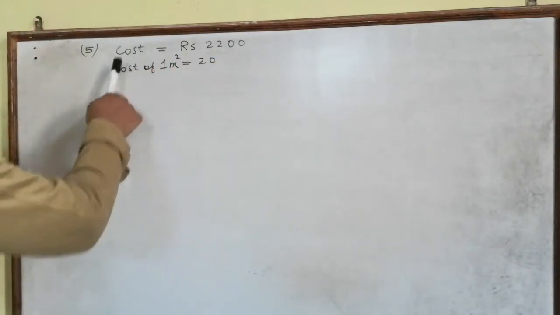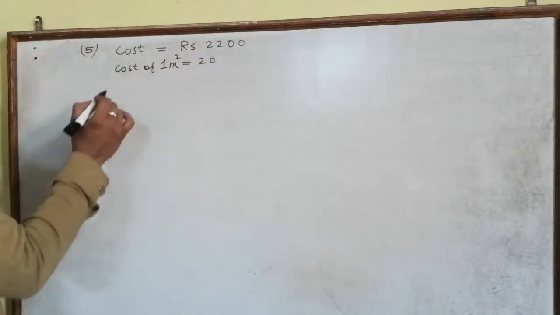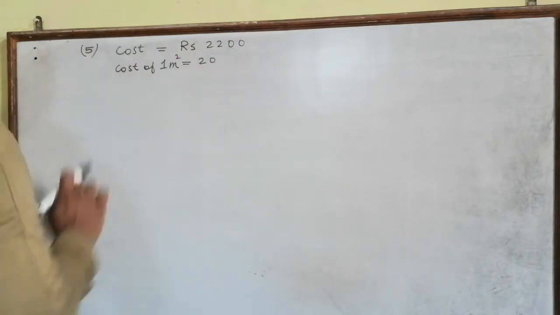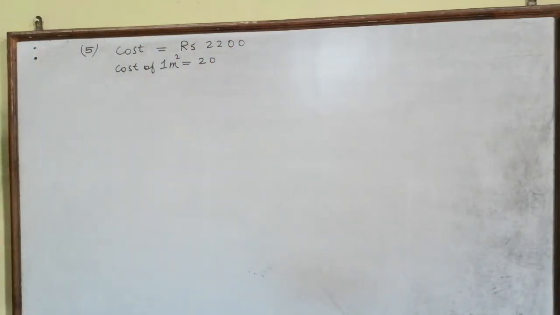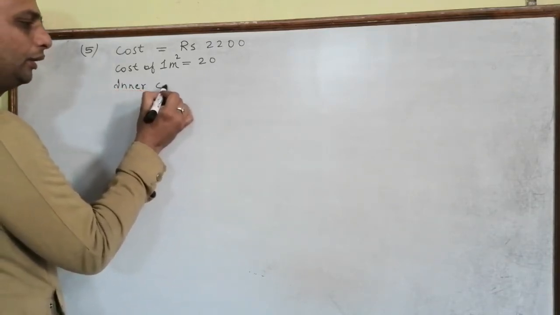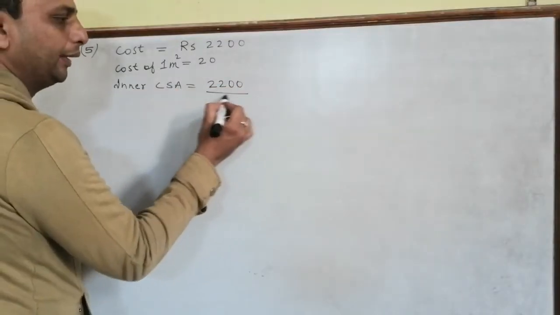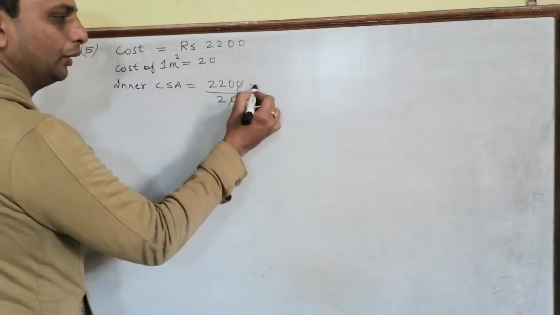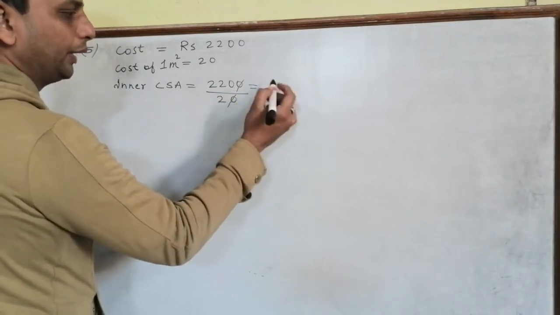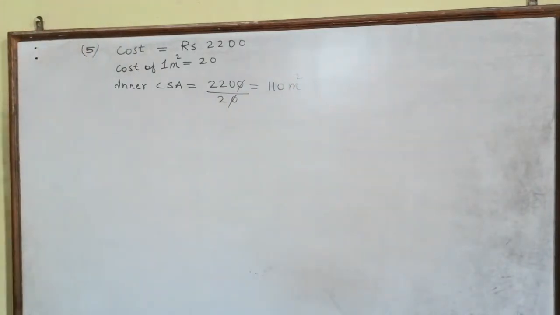Now we have already solved this type of question, where the total cost is given and the cost of 1 meter square is given. So we can find the area by the total cost divided by the cost of 1 meter square. The same question we solved in exercise number first. So I think you remember how I calculated that total area. So the inner curved surface area will be 2200 divided by 20, and the answer is 110 meter square.